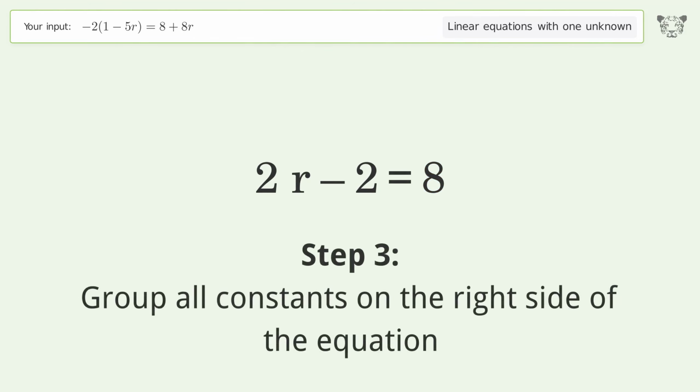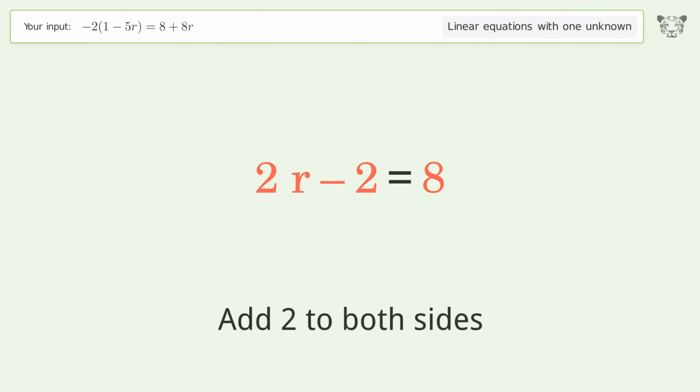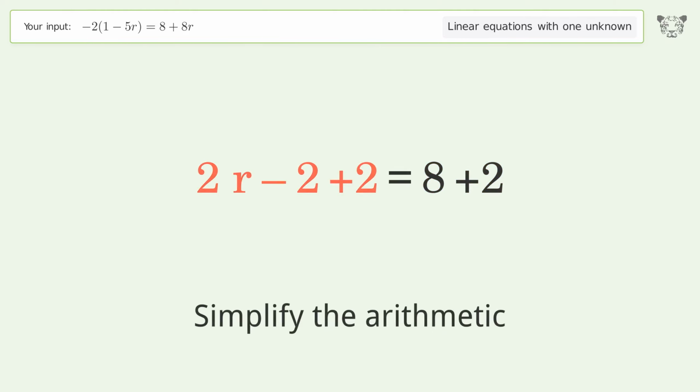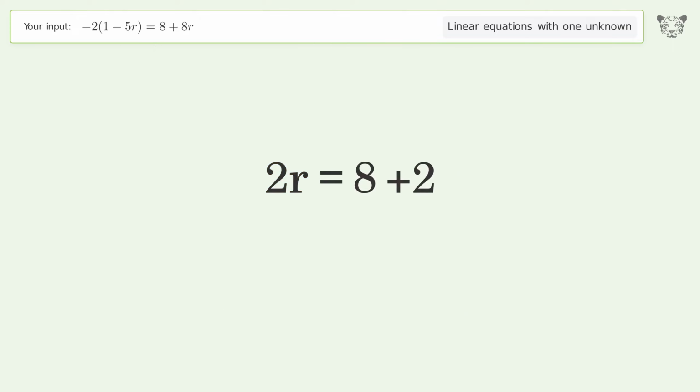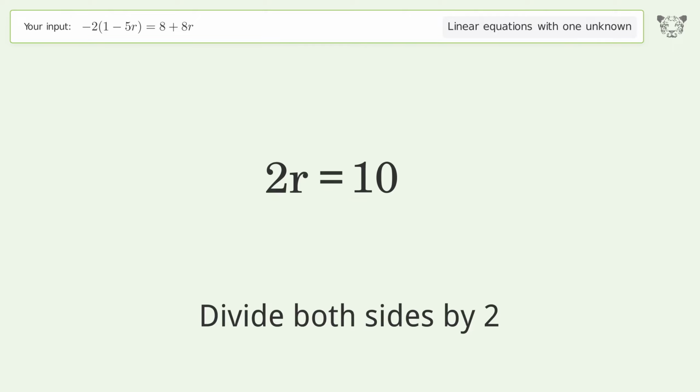Group all constants on the right side of the equation. Add 2 to both sides. Simplify the arithmetic. Isolate the r. Divide both sides by 2.